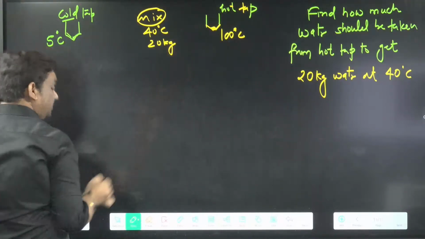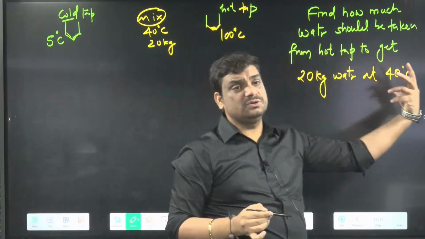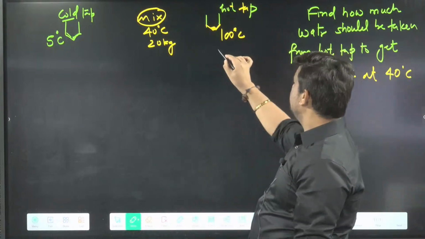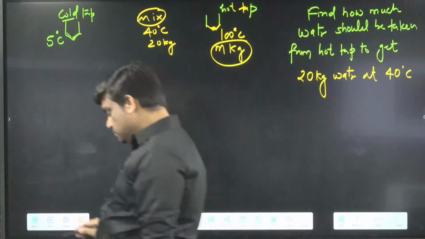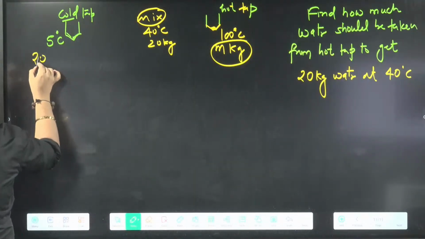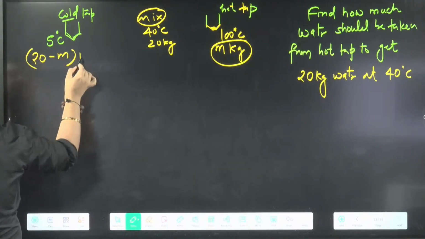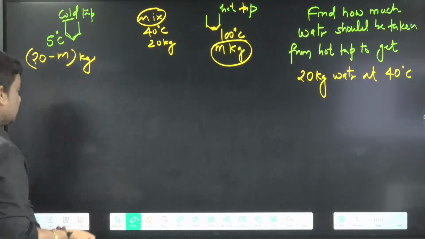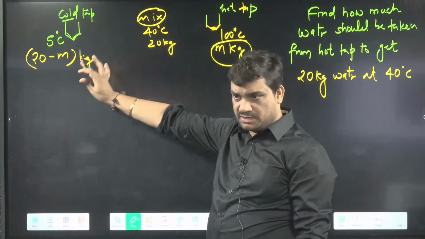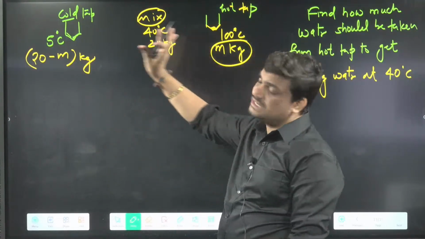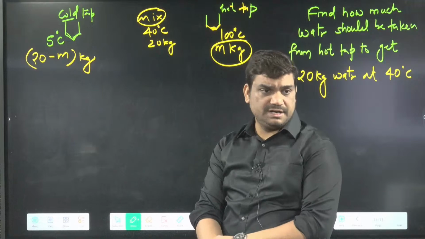So because they are asking how much you have to take from the hot tap, I assume m kg. If I am taking m kg from the hot tap, then from the cold tap it will be 20 minus m, because the total is 20. If I take m here, then that side will be 20 minus m.